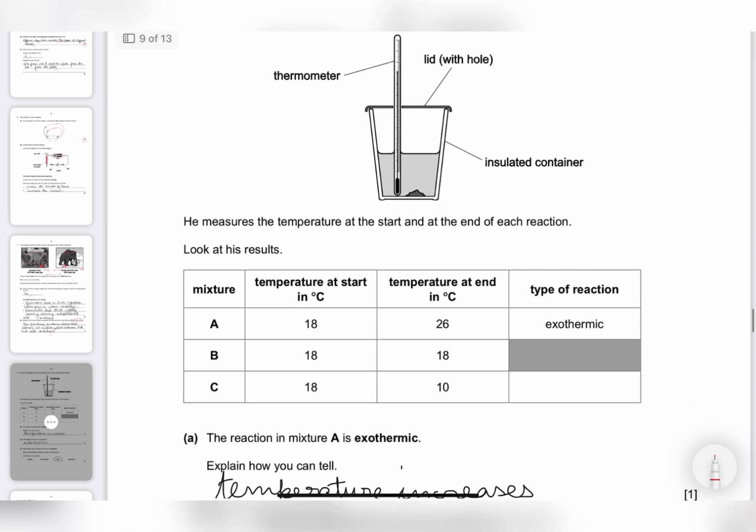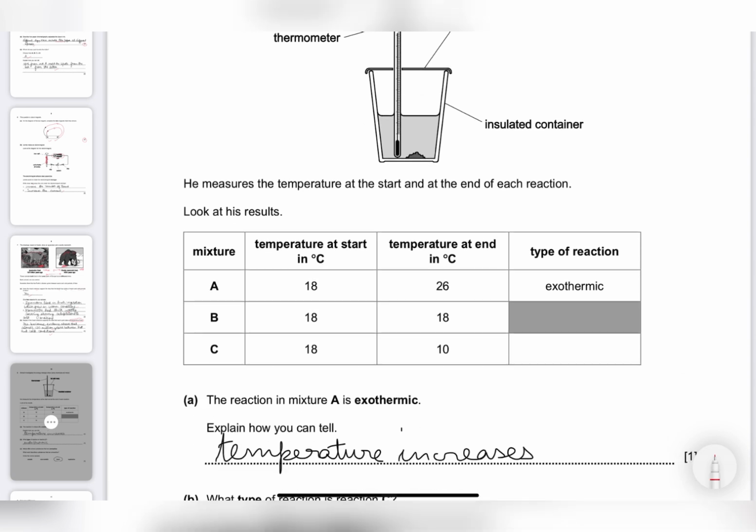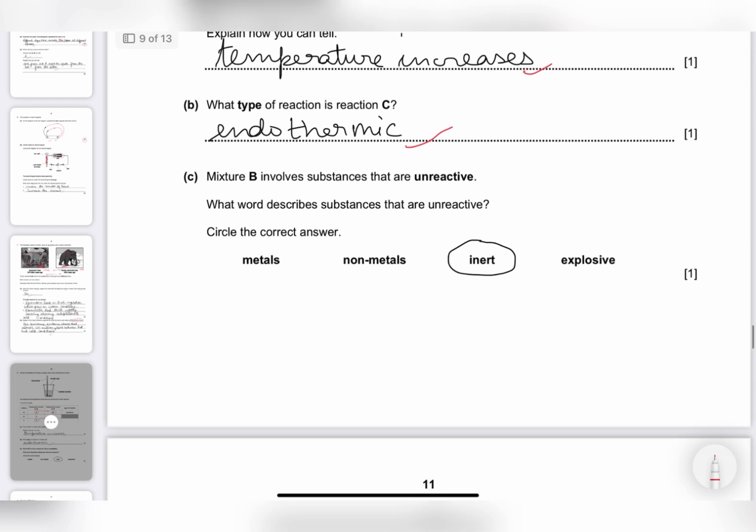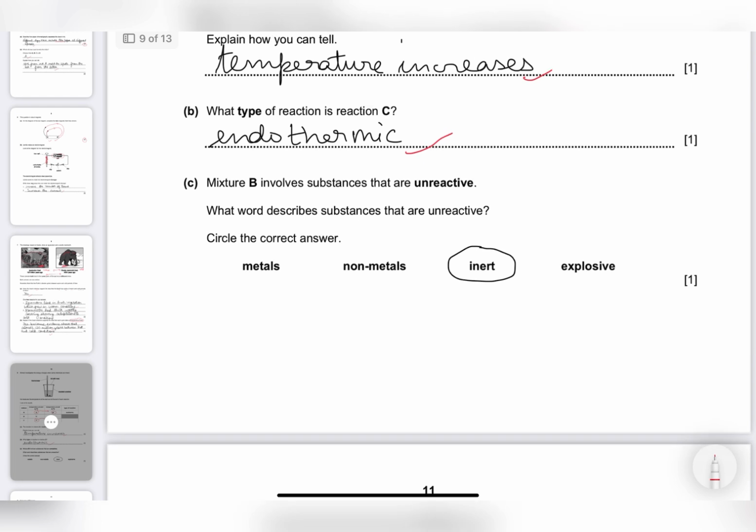Ahmad investigates. The reaction in mixture A is exothermic. How can we tell? See, the temperature has increased. That's how we can tell. So write down temperature increases. What type of reaction is C? See, the temperature is decreasing. So it is an endothermic reaction. Mixture P involves a substance that is unreactive. So a synonym of unreactive is inert, very good. For example, gold. You can give the example gold.